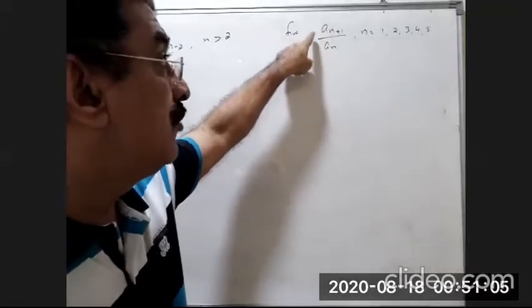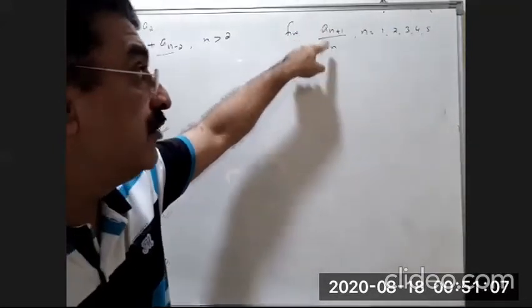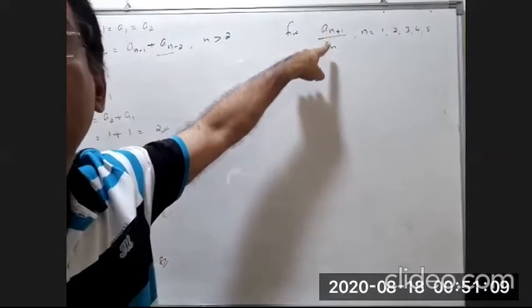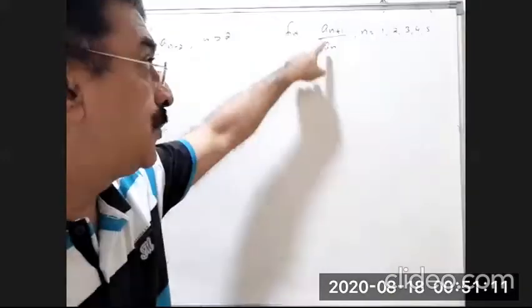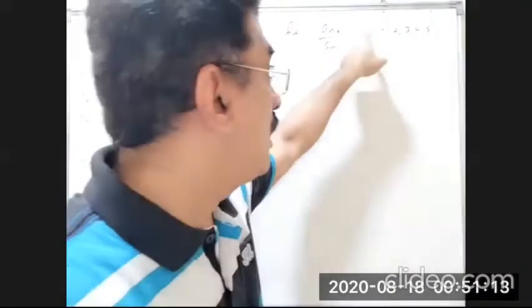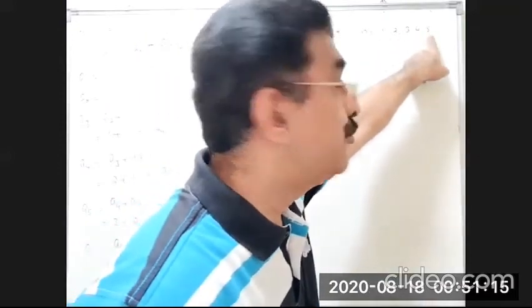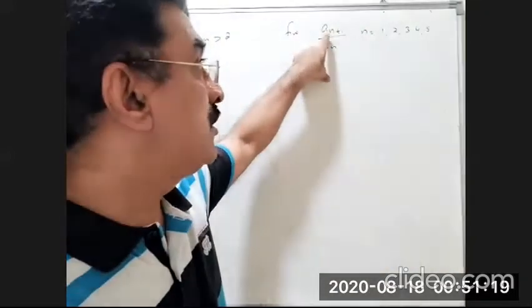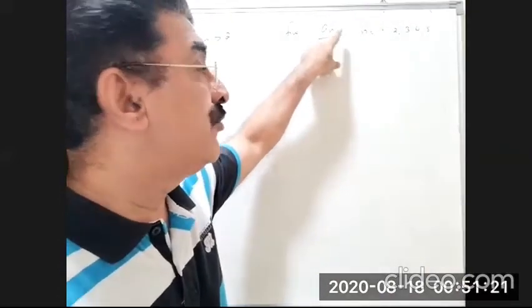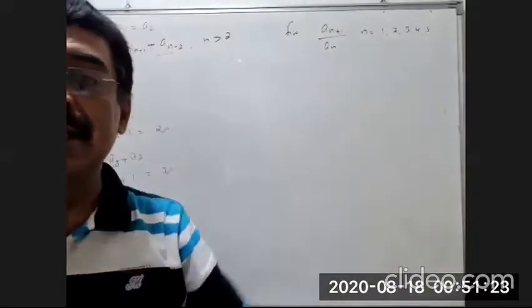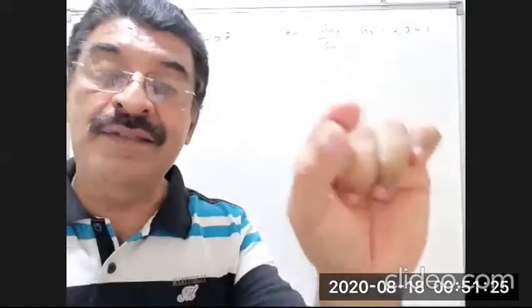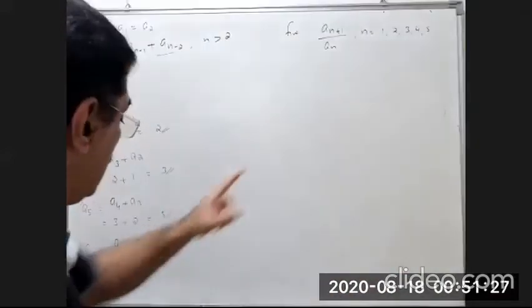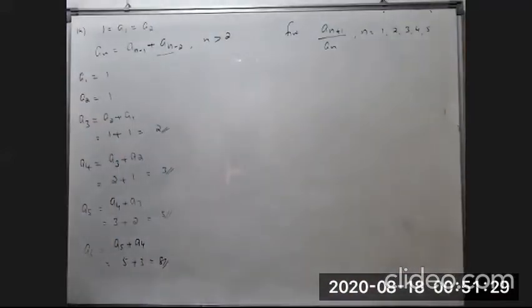we need to evaluate this one. The question is to find the value of this expression. In this expression, we have to take n up to 5. If n is up to 5, the numerator an plus 1 becomes a5 plus 1, which is a6. That means we need the 6th term of the sequence. That is why we found up to a6. Now we will find this one.